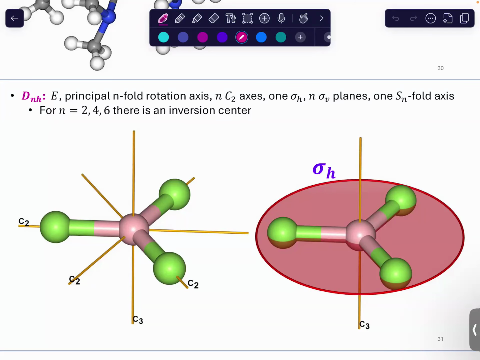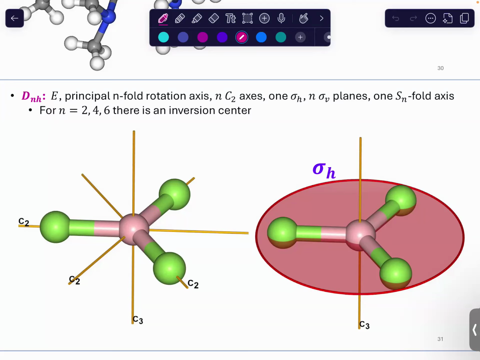Okay, so again, n is going to be some number. For example, can you guess what this would be? D-Y-H. This will just be D1H? Nope. No? Look real close at what you got there. What's the principal axis? Principal axis is the C3. C3. So that makes this a D3H.